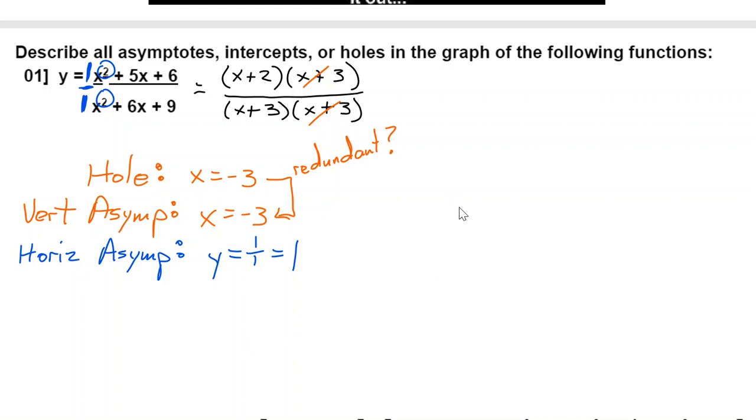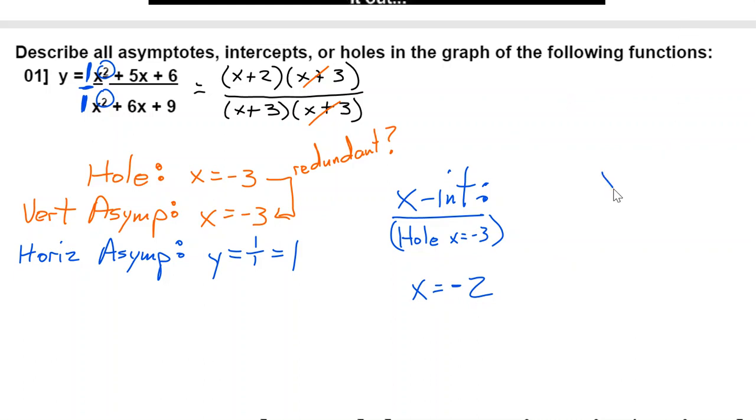Now, as to the x-intercepts, remember we said that if it's a hole in one of them, then we don't really count that, but we do count the other one on top. Remember, it's a question of the factors that are on the top that are important for the x-intercepts.